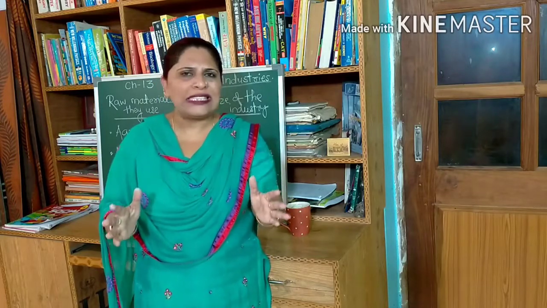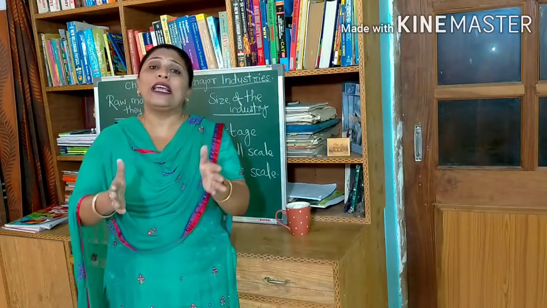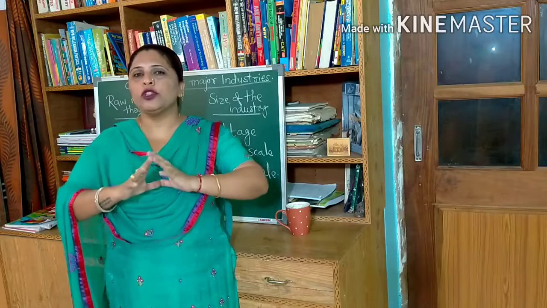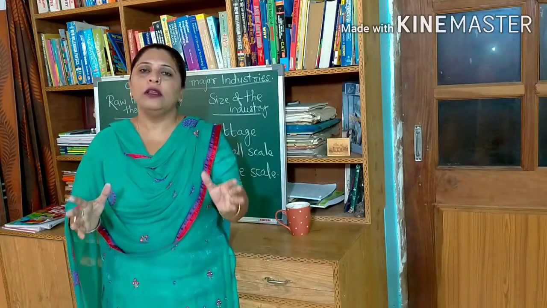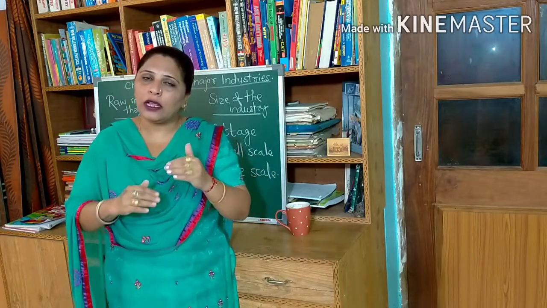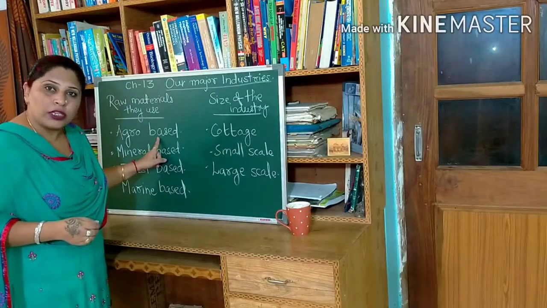If oil seeds are produced or farmed in ample, suppose oil seed crop cultivation is done in bumper, then the price of edible oils will come down. So agro based means agricultural products based.